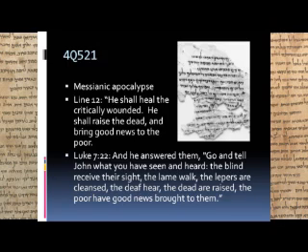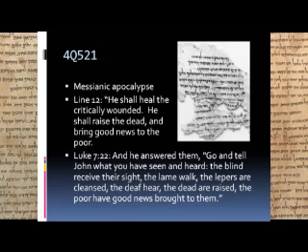Here's an interesting piece, 4Q5:21. It's a messianic apocalypse. Line 12 says of the Messiah, "He shall heal the critically wounded. He shall raise the dead and bring good news to the poor." That was the expectation of the community behind this fragment.